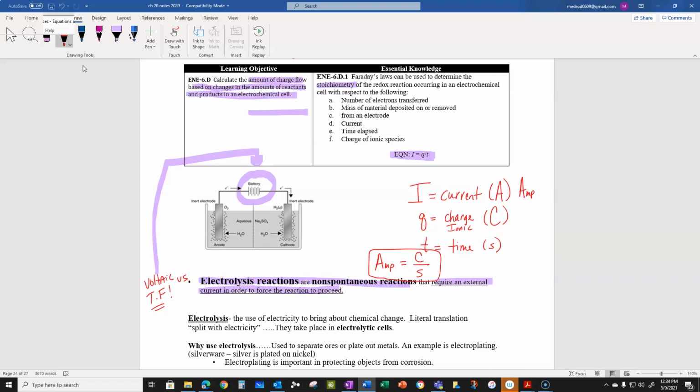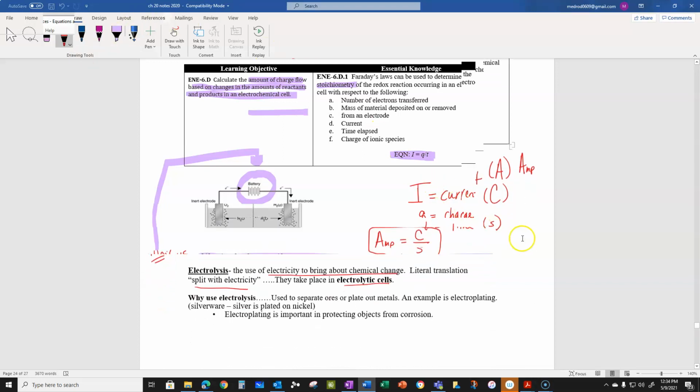So electrolysis uses electricity to bring about a chemical change. The literal translation of electrolysis means splitting by electricity. And they take place in what's called electrolytic cells. So why use electrolysis? Man, we use this stuff so much in our everyday life. Not us, but people out there in the industry. It's used for silverware, coins, jewelry. That's how they use electrolysis. It's basically to separate ores or to plate metals onto other metals.